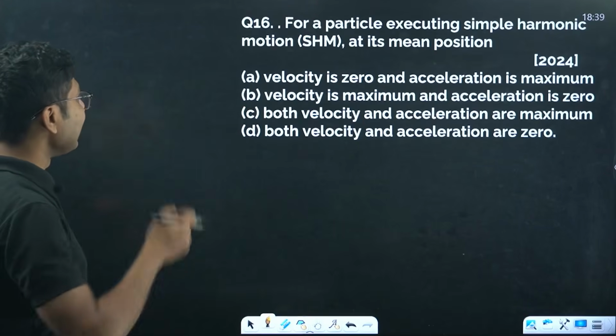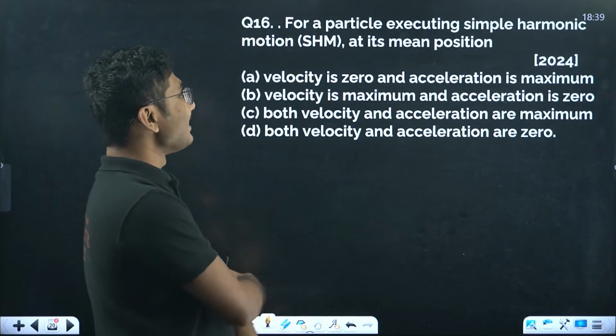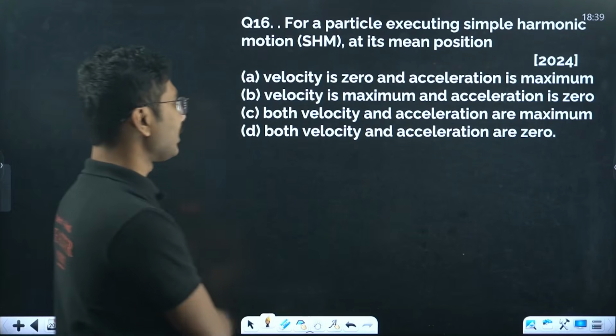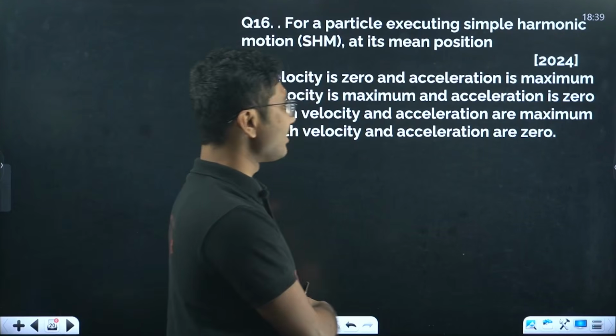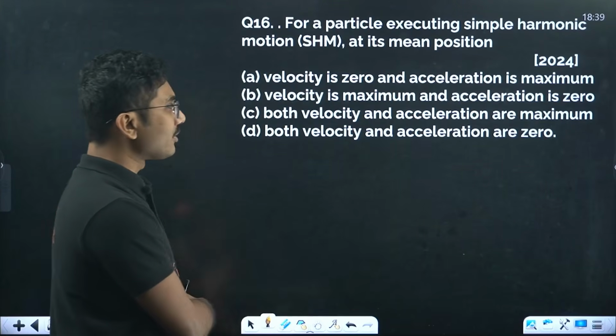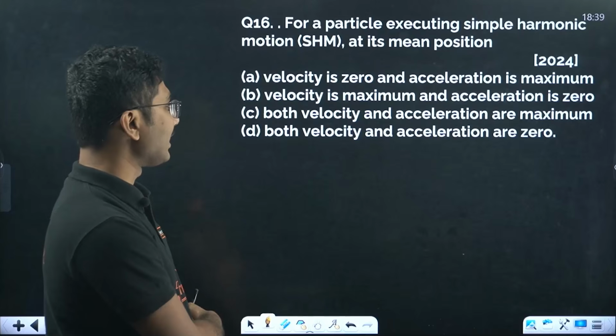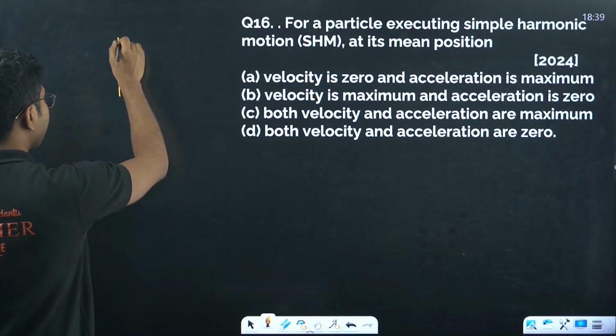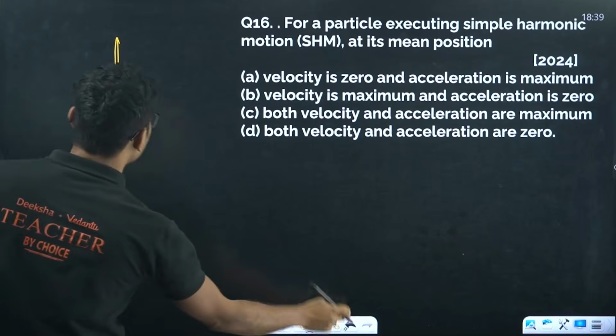Now next is, for a particle executing simple harmonic motion, at its mean position, velocity is 0, acceleration is maximum; velocity is maximum, acceleration is 0; both velocity and acceleration are maximum; both velocity and acceleration are 0. So when a particle executes simple harmonic motion, I always try to take the simple pendulum one.